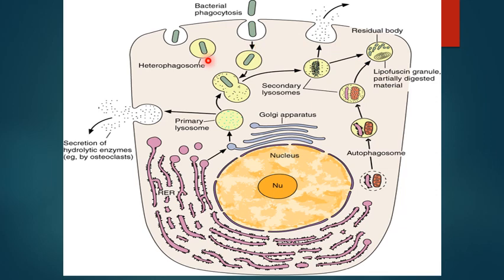Here again, this is a diagrammatic picture showing the relation between the rough endoplasmic reticulum and the Golgi apparatus. This is the rough endoplasmic reticulum where protein is produced. The transfer vesicle buds from the rough endoplasmic reticulum and goes to the Golgi apparatus.